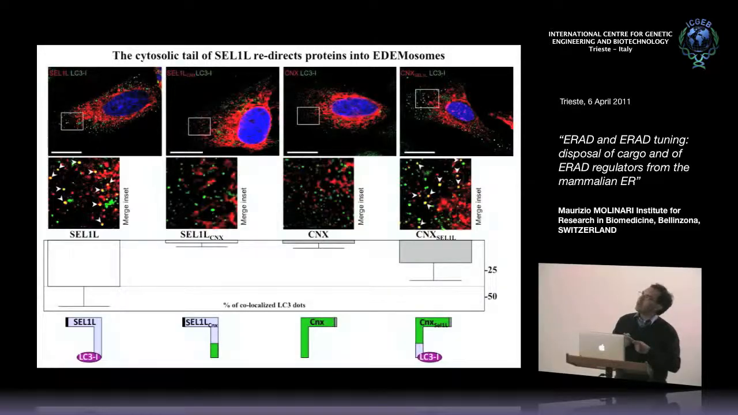If you do the same with cell 1 in which the tail has been replaced with the tail of calnexin, well, LC3 is still in these vesicles, but now you don't have cell 1, because the tail of calnexin prevents the movement of cell 1 from the endoplasmic reticulum into these organelles. Calnexin is not going into these vesicles stained with LC31; it remains in the endoplasmic reticulum. But if you put the cytosolic tail of cell 1 onto calnexin, now this hybrid molecule goes into these vesicles that are stained with LC31.